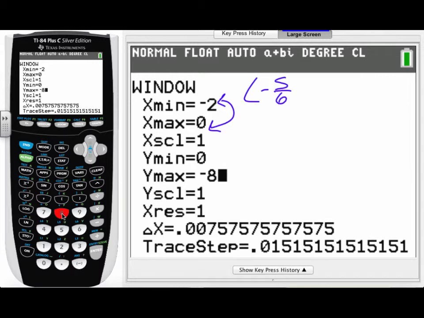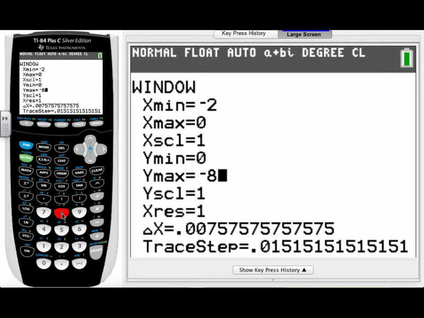Does that make sense to you guys? So I'm setting the window. I don't want to see the whole graph. I just want to find the vertex. And then -73/12 is about -6, and so 0 to -8, that would work. Does that make sense to you guys? Okay. So now when I do this, this should be pretty darn close to the vertex.